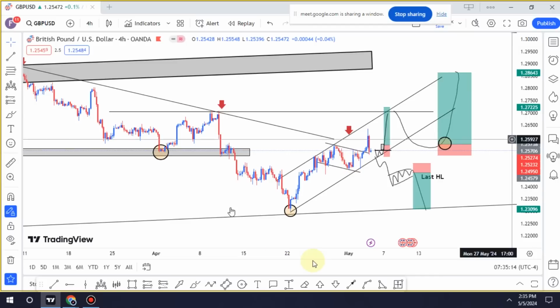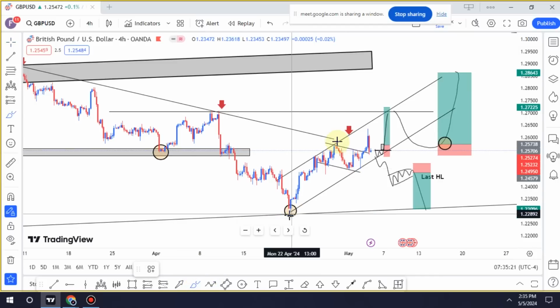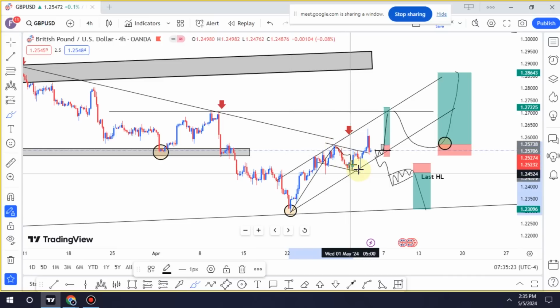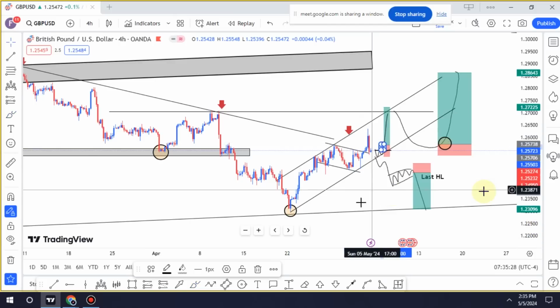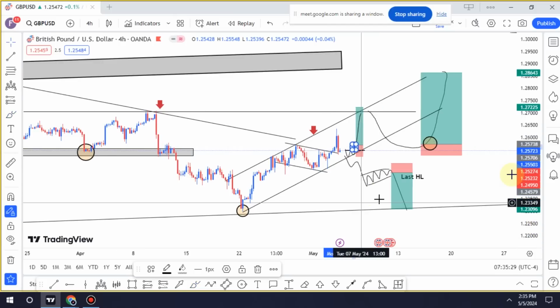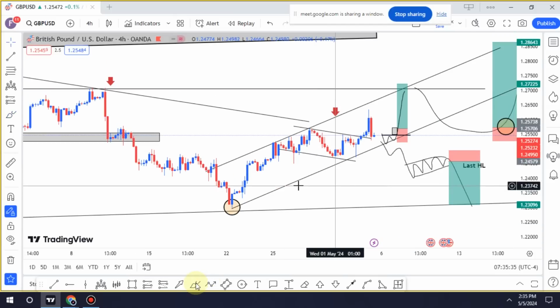Okay, now since we are talking about inverse head and shoulder, that means we have a higher high, and guess what, this is a correction, a higher low. Then the market kind of went to give us a higher, but now it's coming back. So when the market opens tomorrow, we should look for bullish.